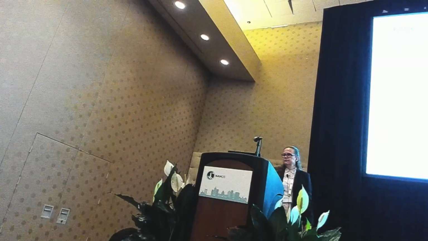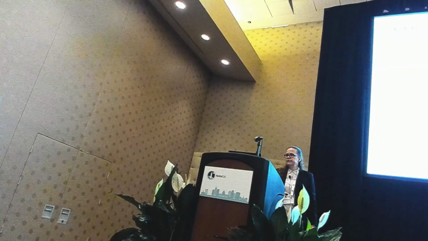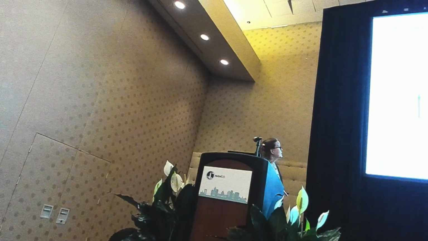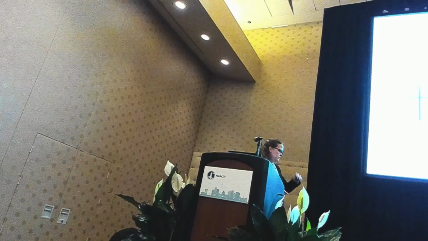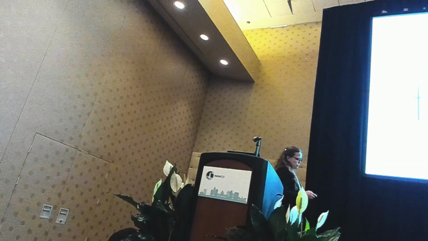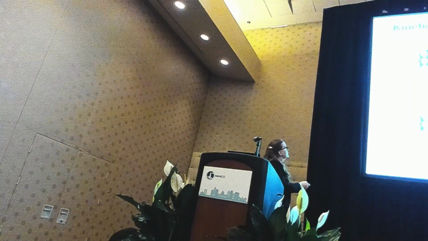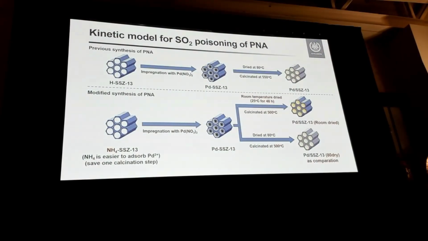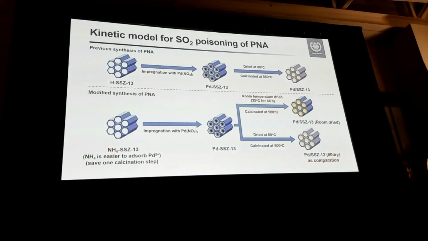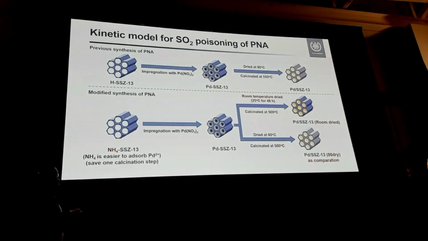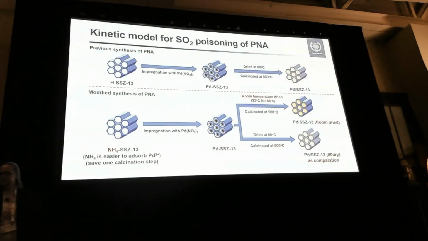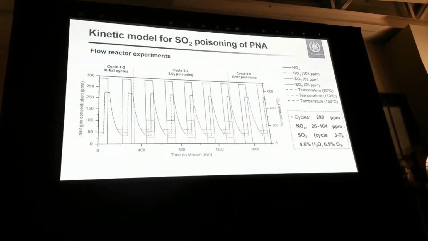So then continue over to the acid poisoning. So then we develop acid poisoning. In this case, we have the base shown here before. Then we have the ammonia step 13, but now we compare the room dry sample and compare it with the 80 degree dry sample. And we use this for acid poisoning.